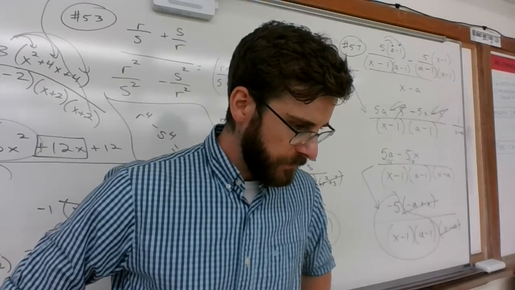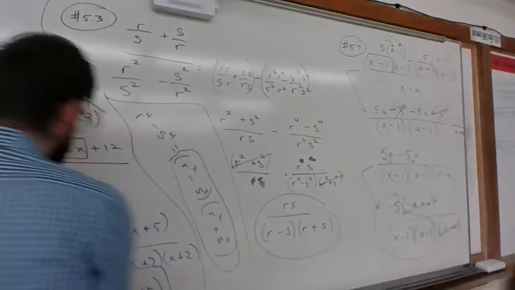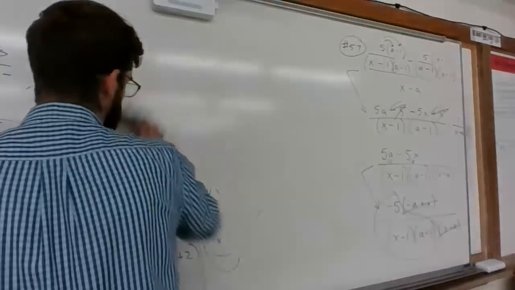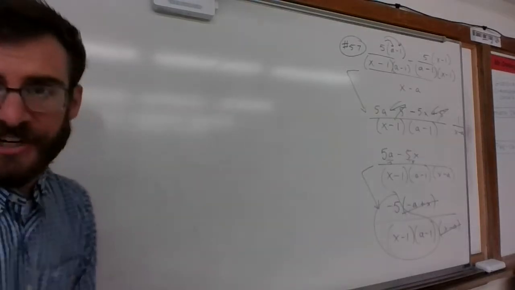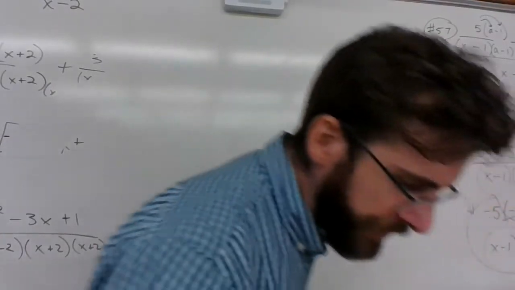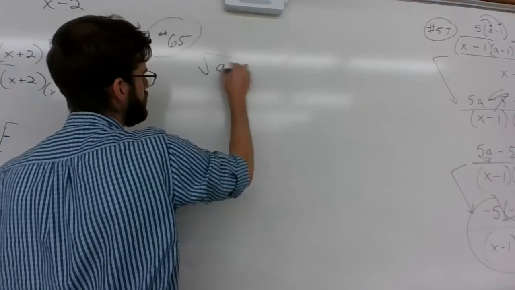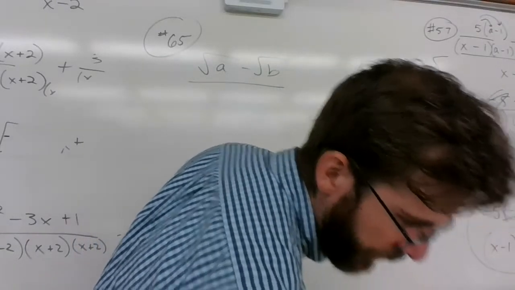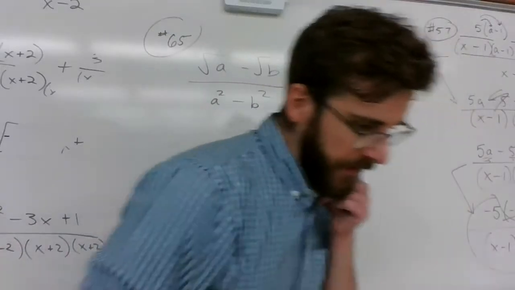So, I had one more example. Maybe I can race through it. Let's try. All right, it's number 65. Yeah, we got room. Root a minus root b over a squared minus b squared. It's a weird task here.